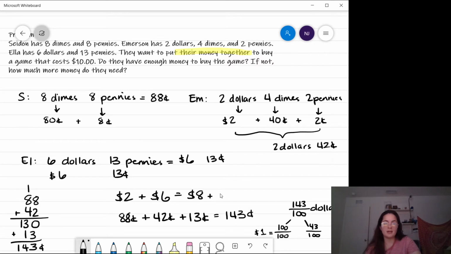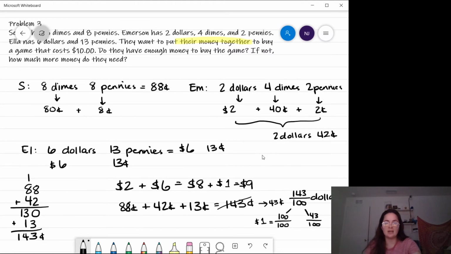So I'm going to add it on to the $8 that we already have. That's going to give me $9. And then my 43 hundredths, that's going to be the same thing as 43 cents. So this guy got turned into 43 cents. So altogether, they have $9.43. Is that enough to pay for the $10 game?